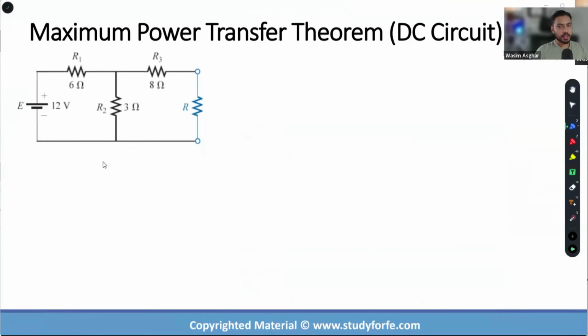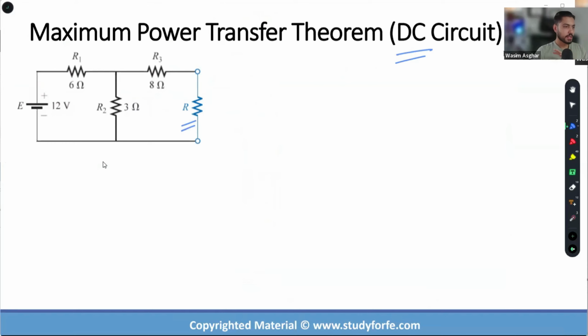Let us now take a look at a DC circuit example where we are going to go through the entire Thevenin theorem application. We will convert this into a Thevenin equivalent circuit. We will figure out R Thevenin, we will figure out V Thevenin, and then we will figure out the value of this resistor, which is simply R Thevenin, and the amount of power that will be delivered to it.